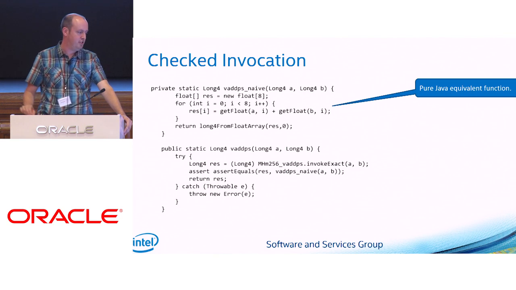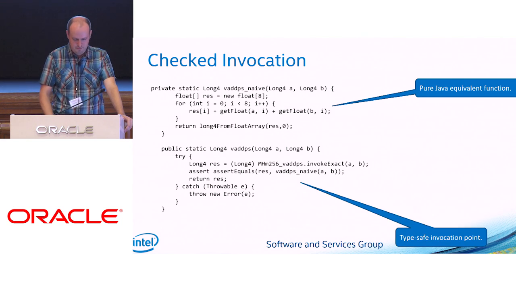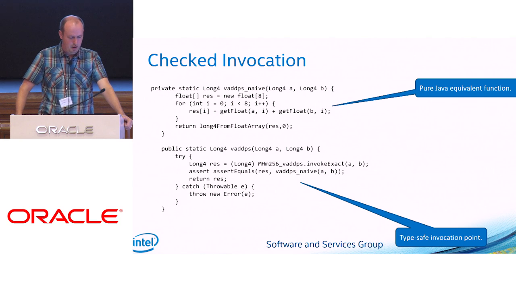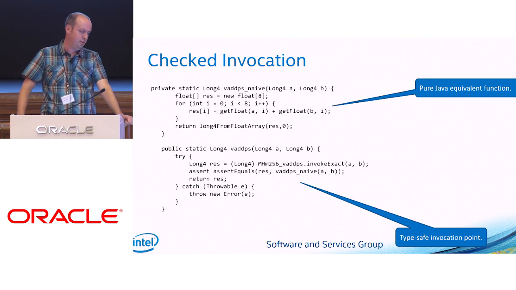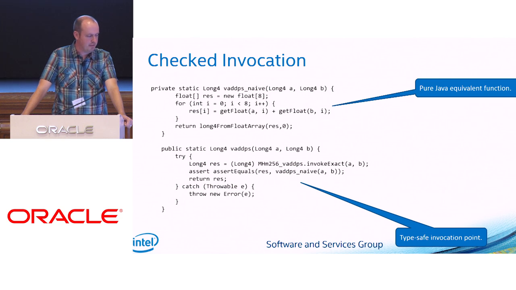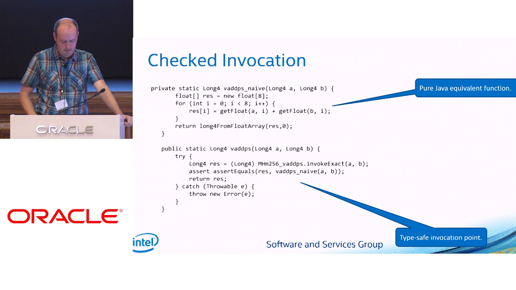Similar to Vladimir's, we have a checked invocation point, with the addition of a pure Java equivalent function for sanity checking. It's just good practice. Then we wrap VADDPS in a checked invocation point. If something fails, an exception, we raise an error. Otherwise, we just continue. We use this as the public access point for this method handle, but it looks just like your run-of-the-mill method.